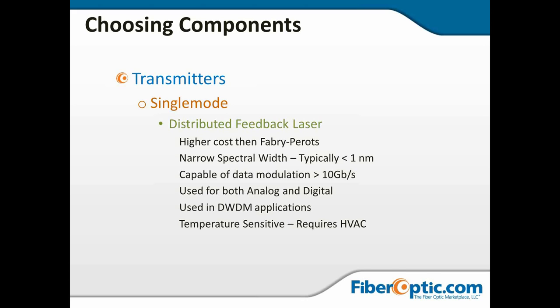It is capable of data modulation up to or greater than 10 gig. It can be used for both analog and digital. It is, again, specifically used for dense wavelength division multiplexing applications, and it is extremely temperature sensitive and requires good air conditioning in the environment where it is used.